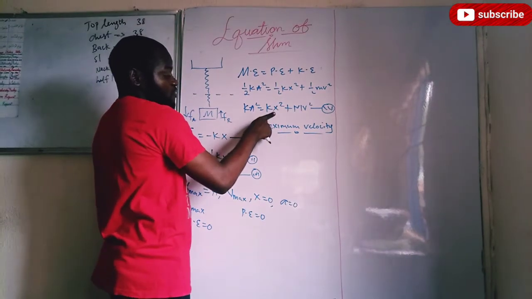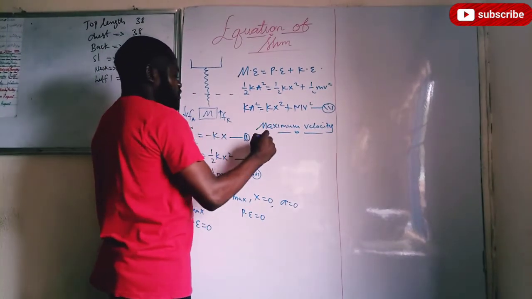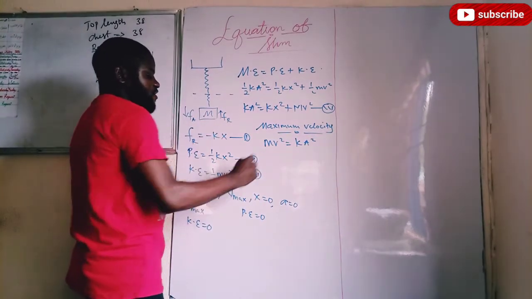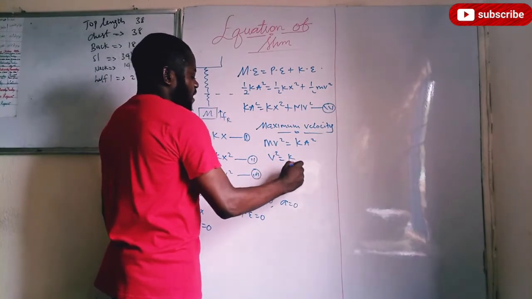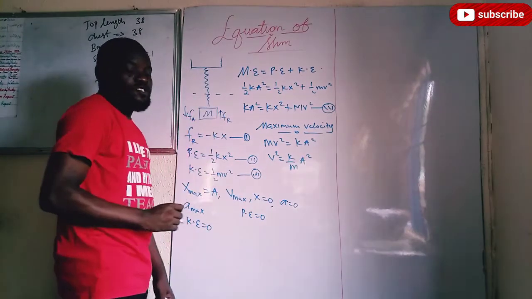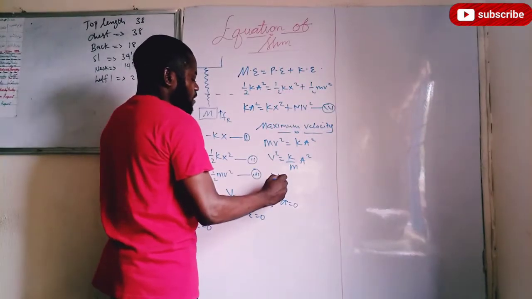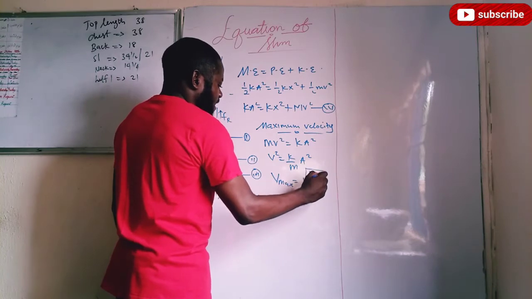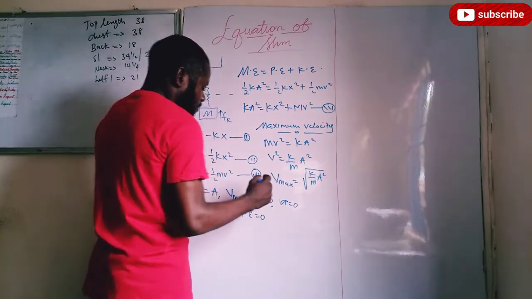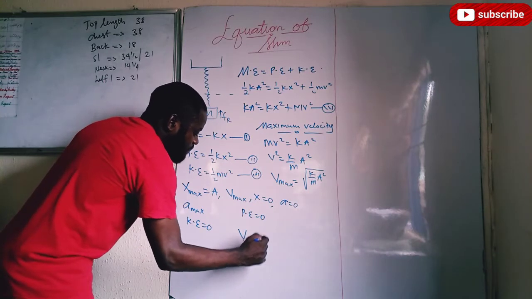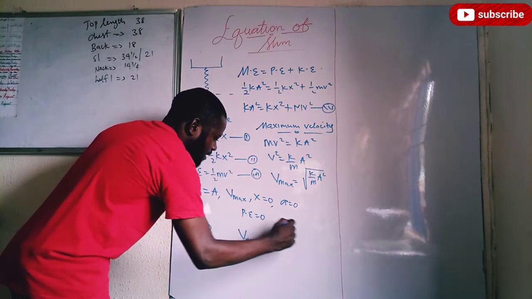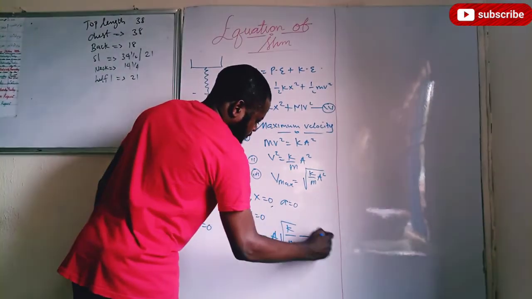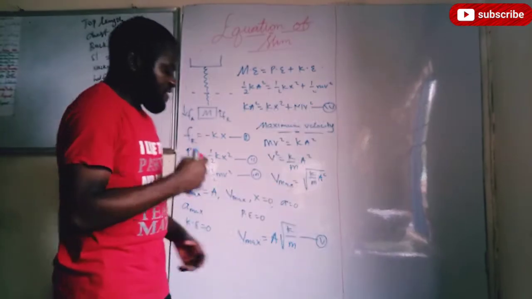So if displacement equals 0, from equation 4, we are going to have that mv squared equals ka squared. Am I making sense? So v squared equals k divided by m multiplied by a squared. So taking the square root of both sides, v max equals the square root of k divided by m times a squared. So we therefore have that our maximum velocity is a multiplied by the square root of k divided by m. So this is the fifth equation. So we're going for the sixth equation now.